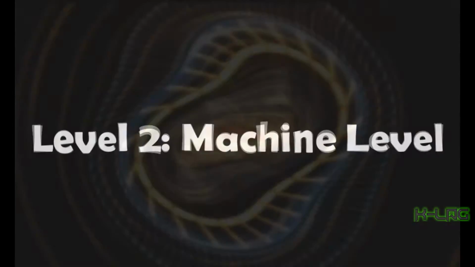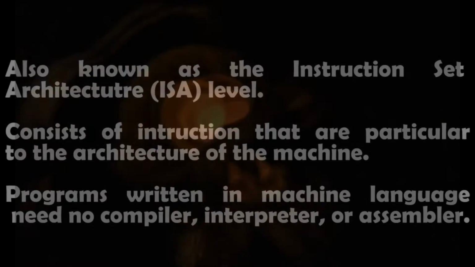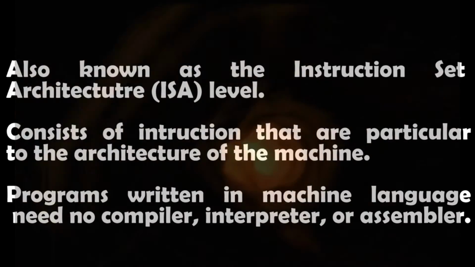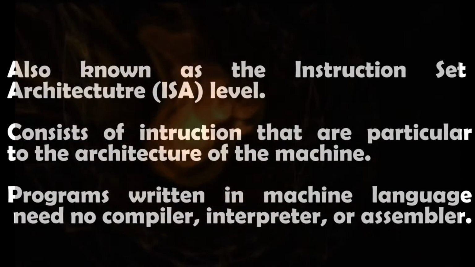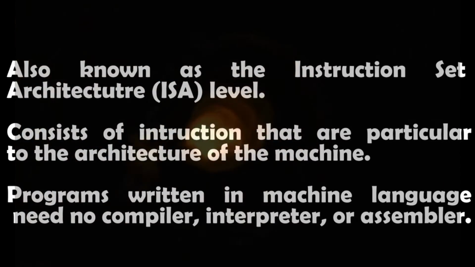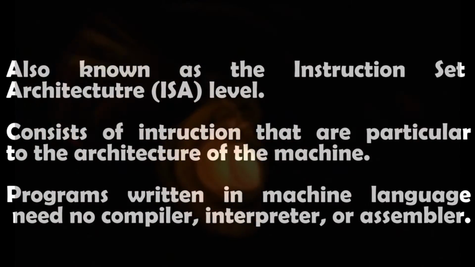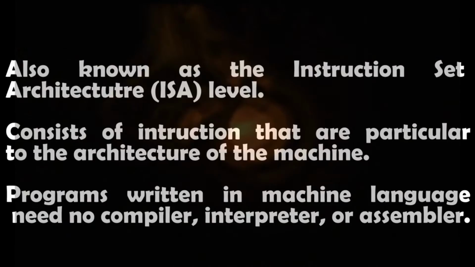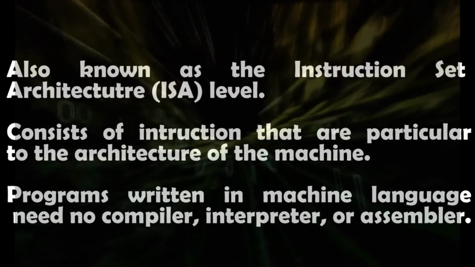Level 2, machine level. Also known as the Instruction Set Architecture, ISA, level, consists of instructions that are particular to the architecture of the machine. Programs written in machine language need no compilers, interpreters, or assemblers.